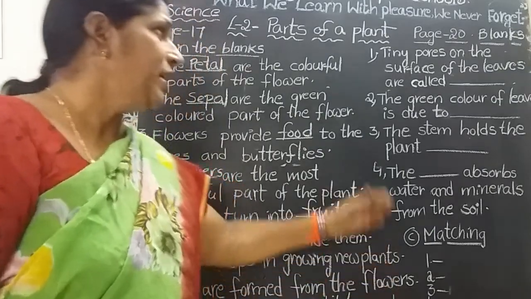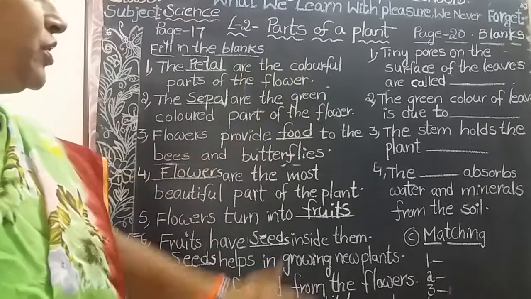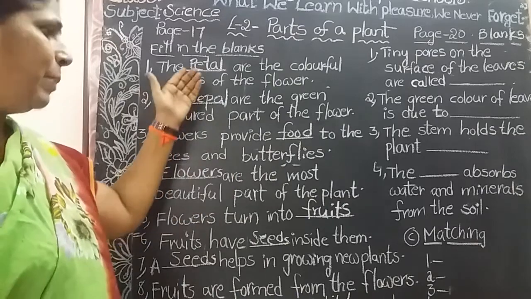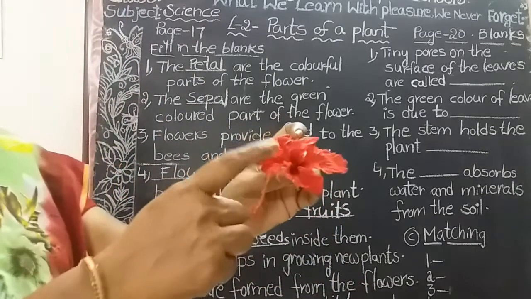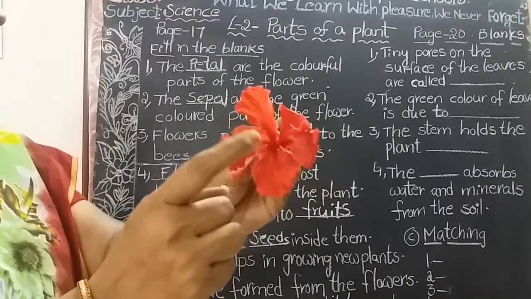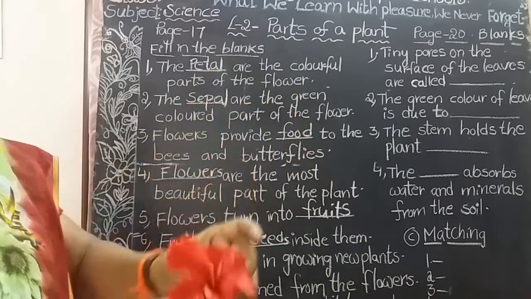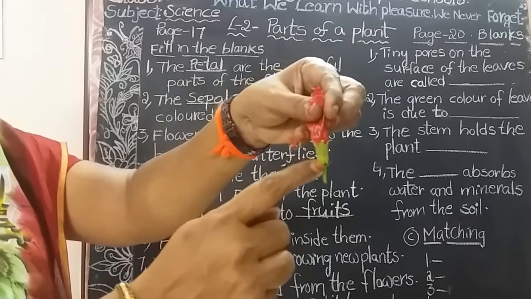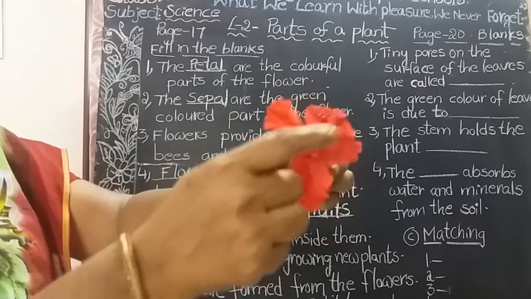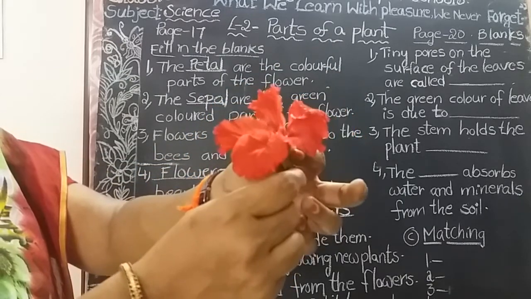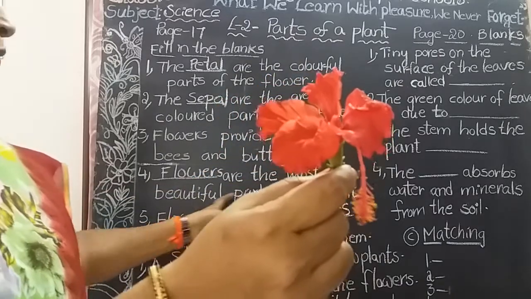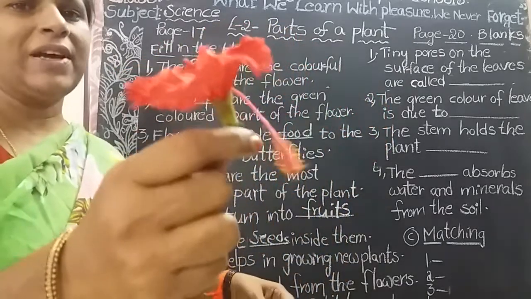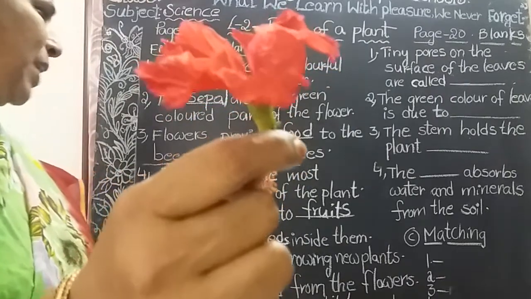Okay, na? See here, children. Page number 22. Once again, amma. Petals are the beautiful, colorful part of the flower. Sepals are the green colored part of the flower. Flowers provide food for the insects and butterflies. Dash are the most beautiful part of the plant. Flowers are the beautiful part of the plant.